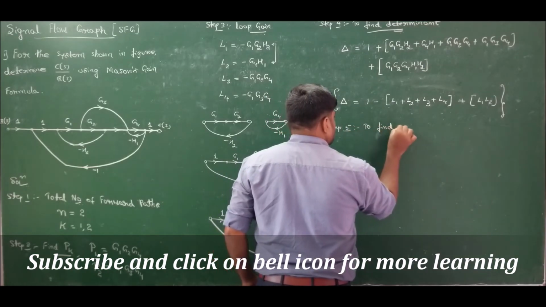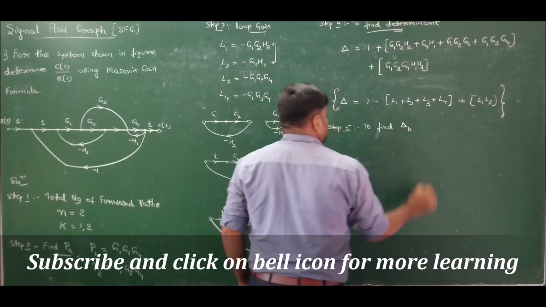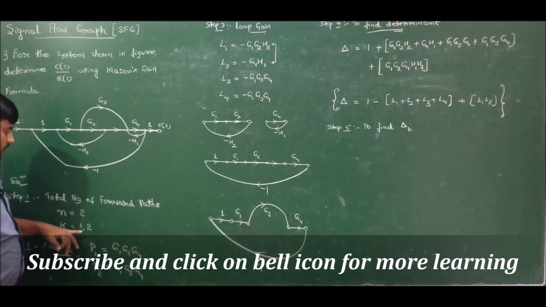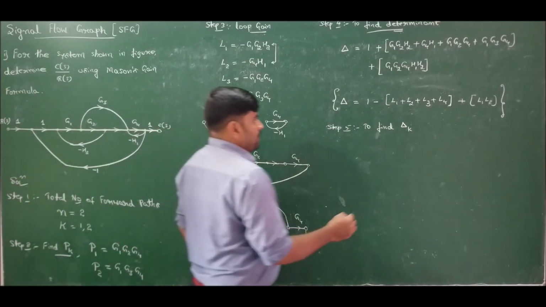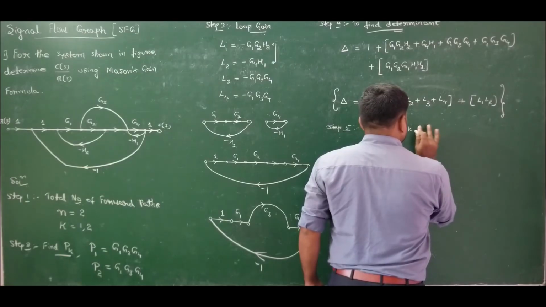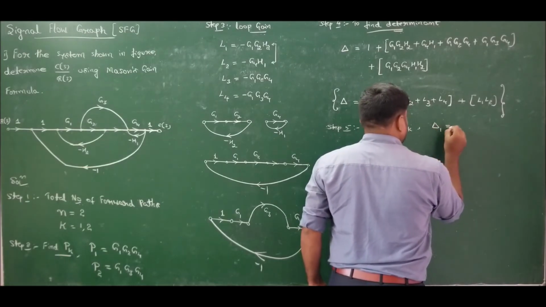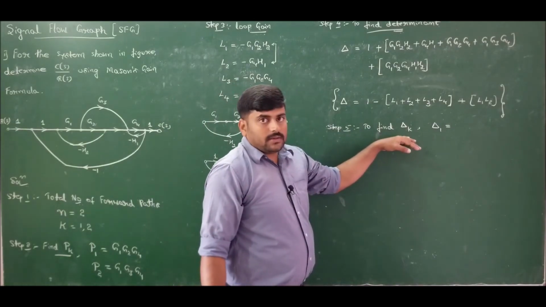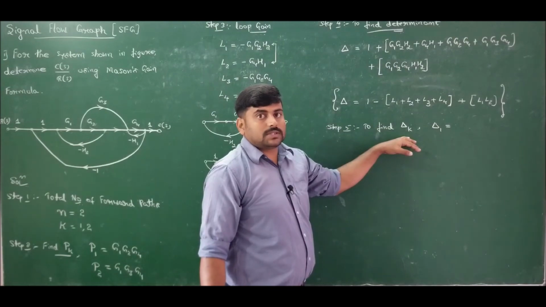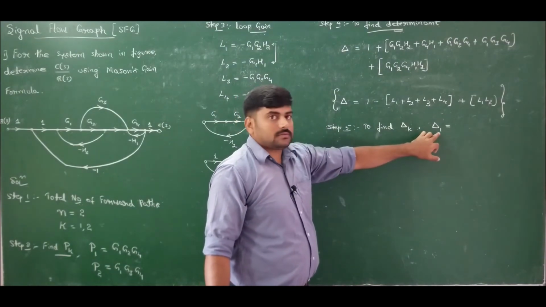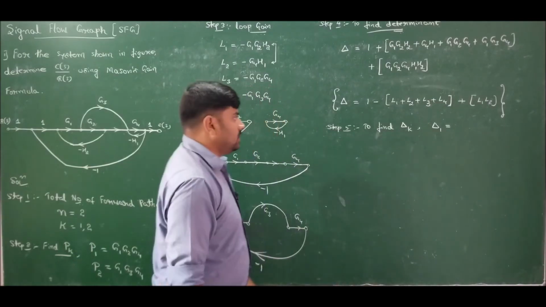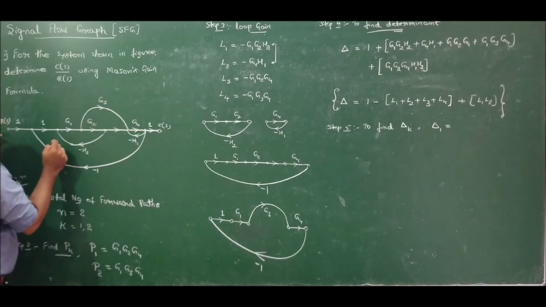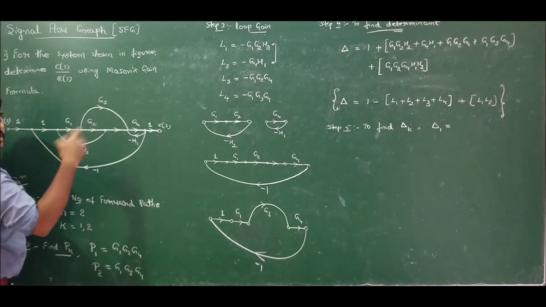To find delta k, what are the values of k? K varies between 1 and 2. I should find delta 1 and delta 2. So if I go for delta 1, it is the value of determinant by eliminating gain of loops which are touching path 1. So what are the loops touching path 1? This is path 1. We have 4 loops. Check what are the loops touching path 1 and eliminate them.